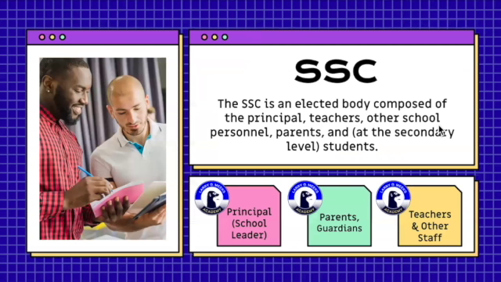First of all, a school site council is an elected body. So you do have to get elected to be on this, composed of the school leader or principal, myself, teachers, other school staff, parents, and at the secondary level, students, okay? Because we are TK through 8 at this point, we won't have students, but we will most definitely need parents, okay? So that is the elected body.